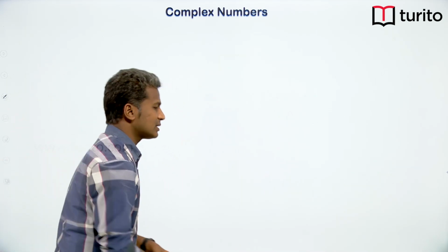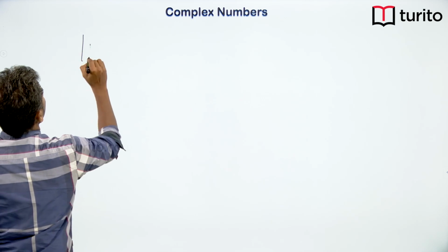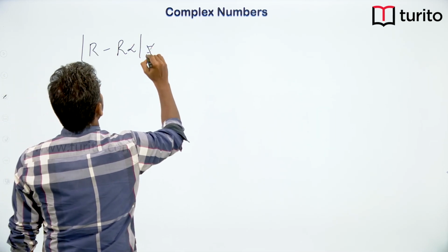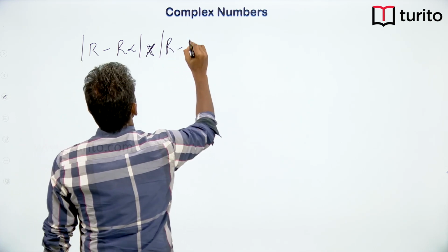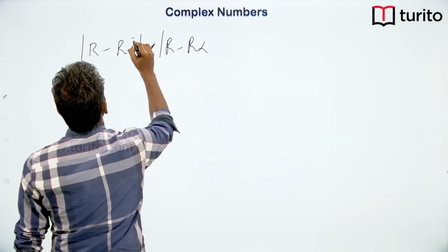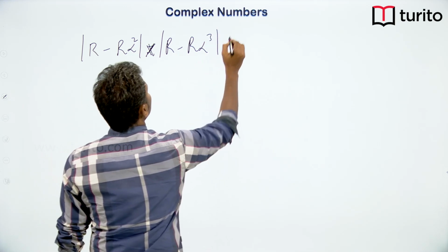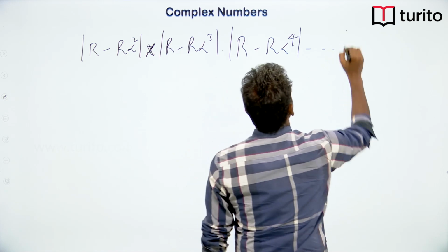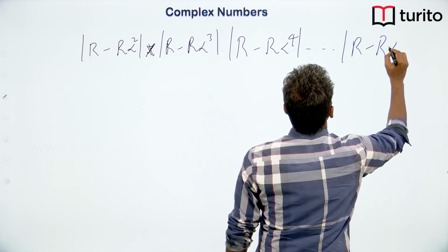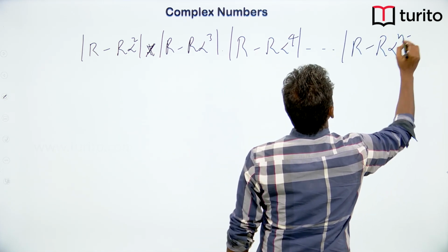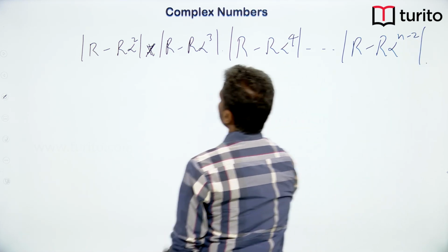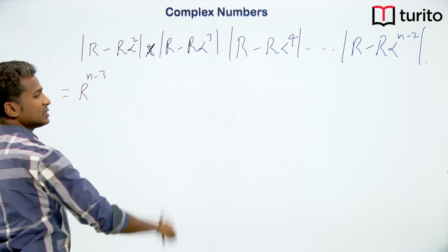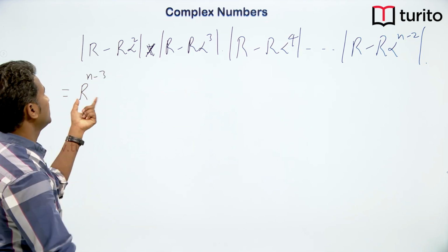Okay, so I took a blank slide here. So the product of all of them will be like mod of r minus r alpha into r minus r alpha square, into r minus r alpha cube, into r minus r alpha power 4 and so on till r minus r alpha power n minus 2. Now, if we take r common, how many terms are there? Because there are n minus 3 diagonals, there will be n minus 3 terms here.